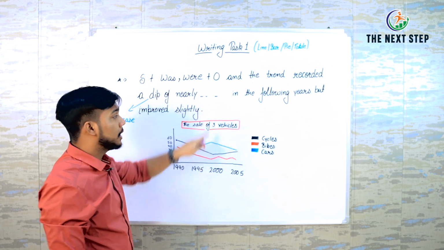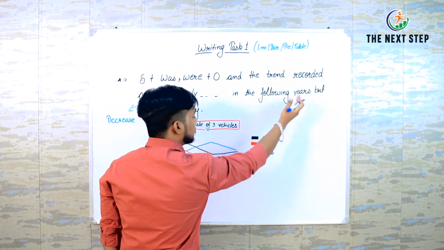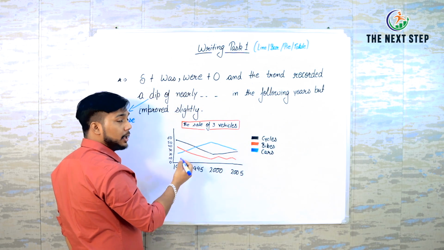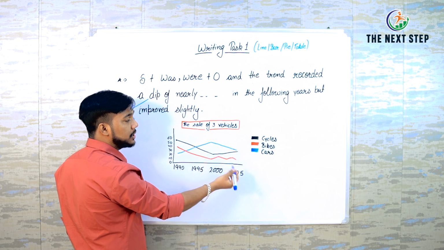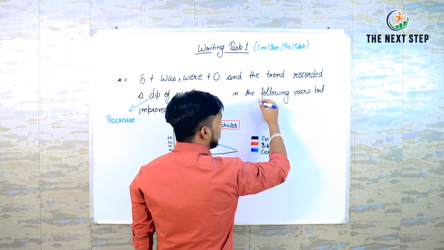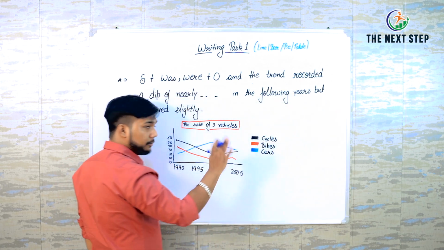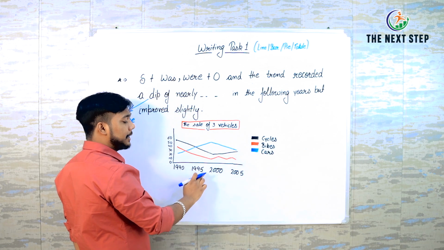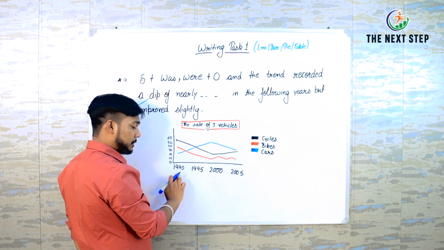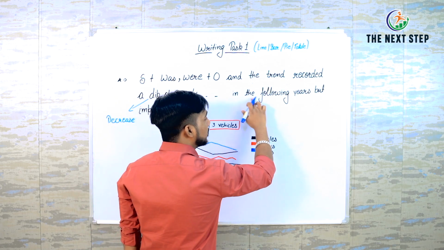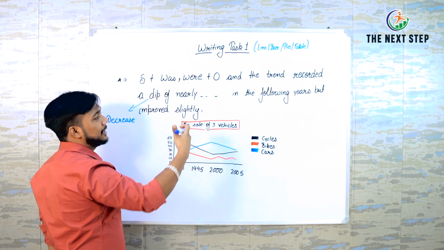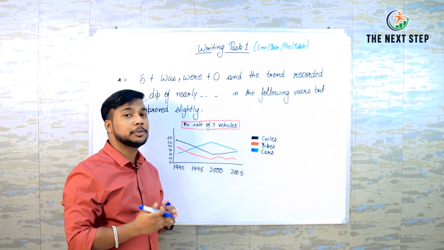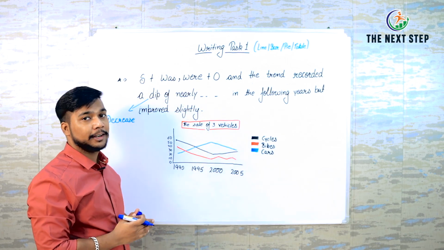which we are going to write here. In the following years, suppose we talk about 1990 and we are talking about 1995 and 2000, so we can write here in the following years. But if you wish to talk about only 1995 after this, you can write here in the following year, but improved slightly. So let me tell you how you can use this in your real writing.